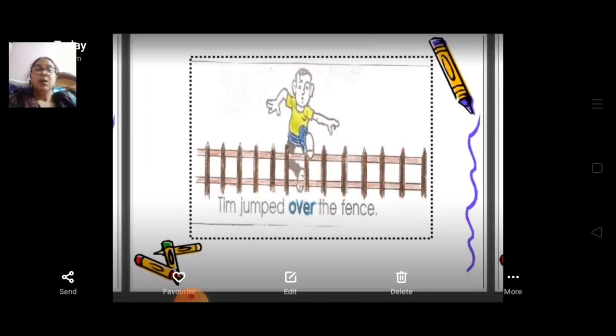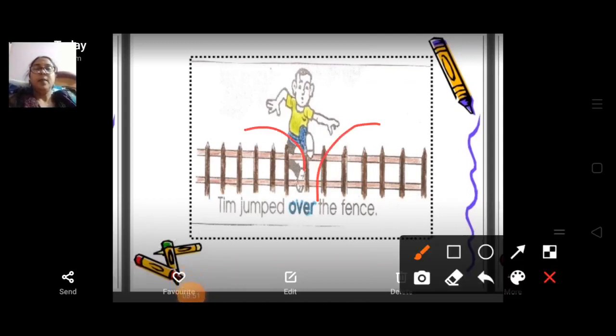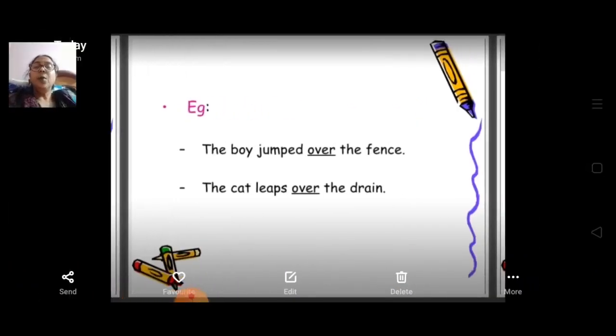Now, Tim jumped over the fence. In this pic you can see Tim jumped over, here a preposition. Now the boy jumped over the fence. The cat leaps over the drain. It means they are crossing or jumping across the object. That is why the boy jumped over. It means a slight difference between one object and another object, and it is moving from one side to another side, but having a difference.